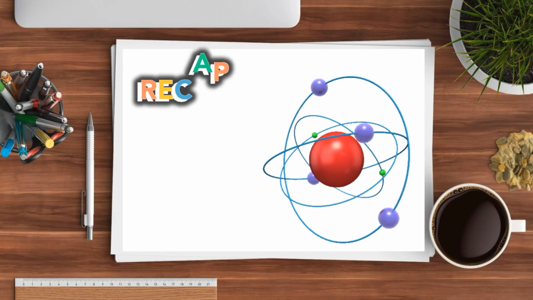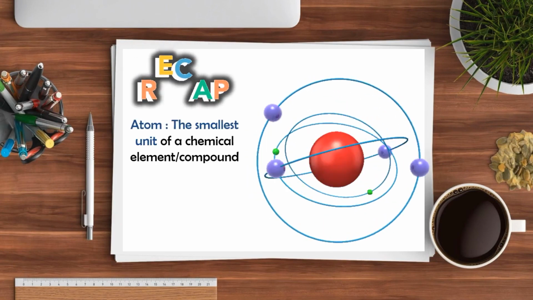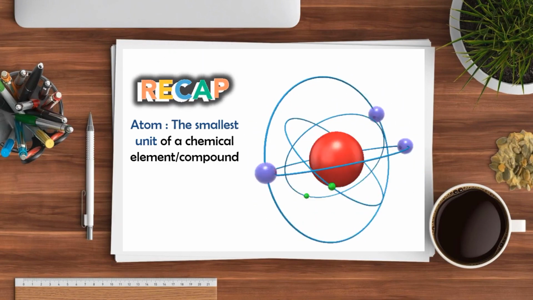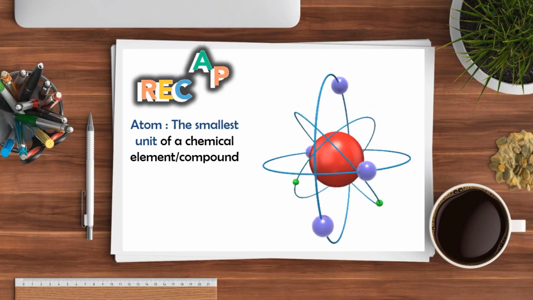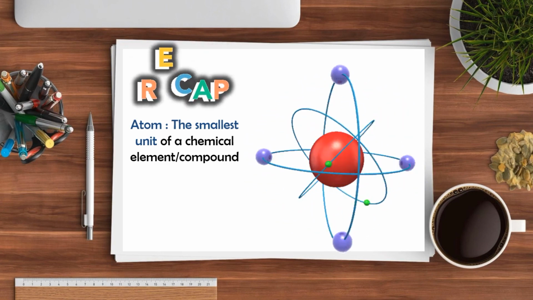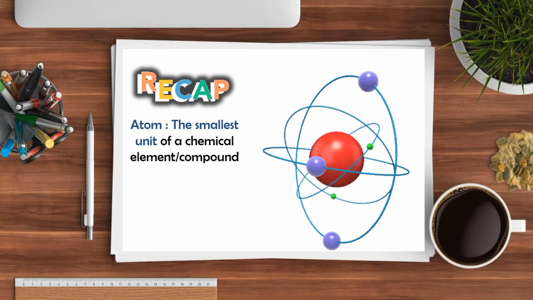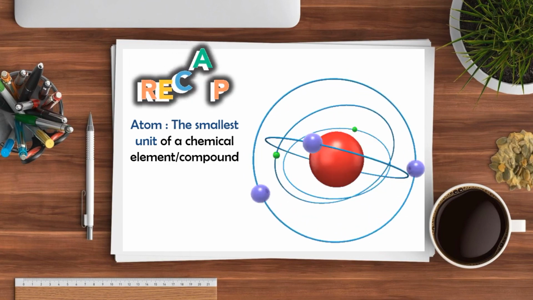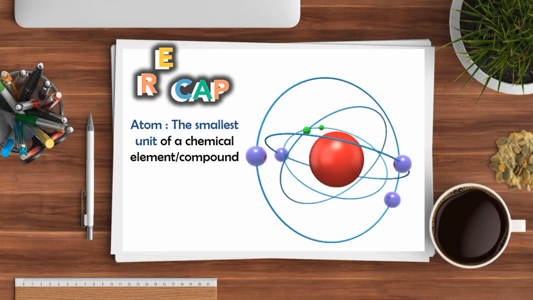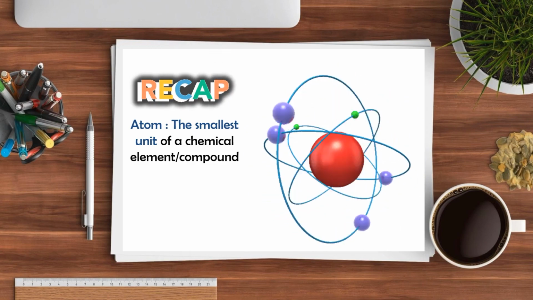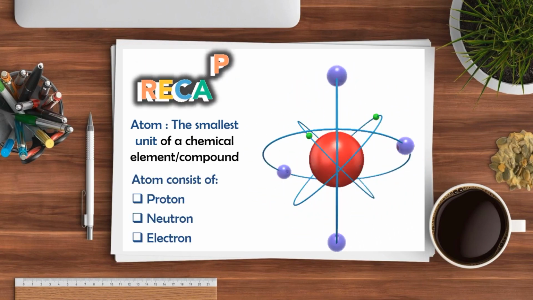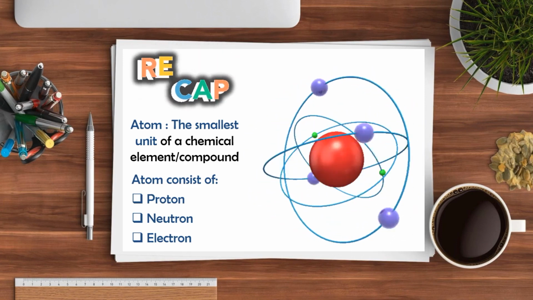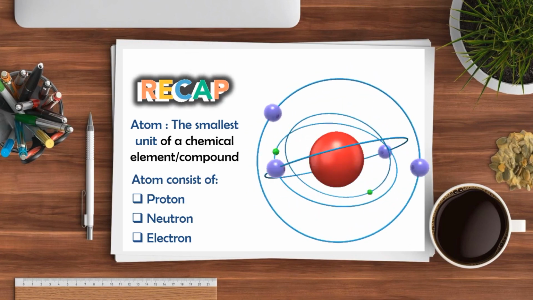Atom is the smallest unit of a chemical element or compound. According to Rutherford and later Bohr, the mass of an atom is concentrated in a tiny fraction of the atom called the nucleus, while electrons move around the nucleus in circular orbits. The nucleus consists of protons and neutrons. Electrons are negatively charged, protons are positively charged, and neutrons are neutral.